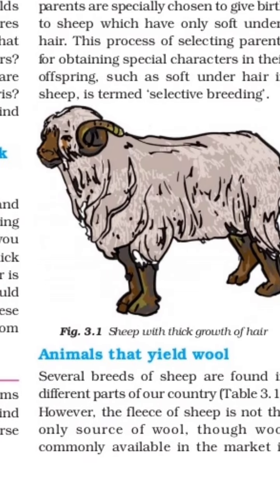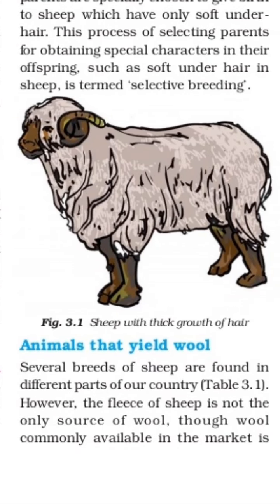Now the next one, animals that yield wool. Now we will see some animals which are used for yielding wool. They are having a lot of hairs on their body. Here we will see several breeds of sheep found in different parts of our country. We are aware that India is a vast country. In different areas, different breeds of sheep are available.